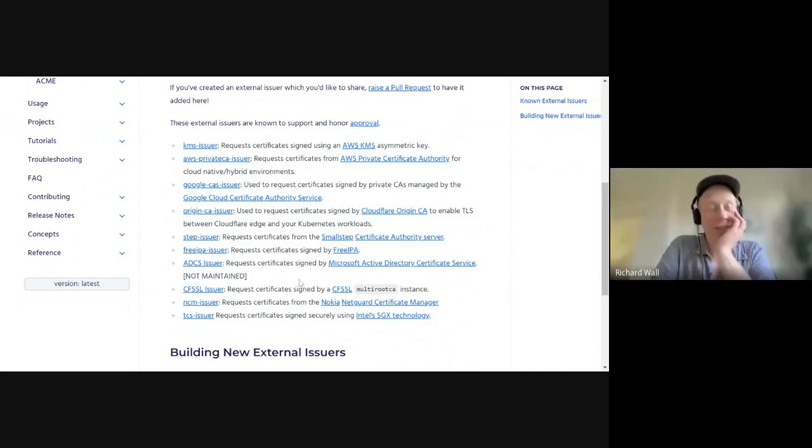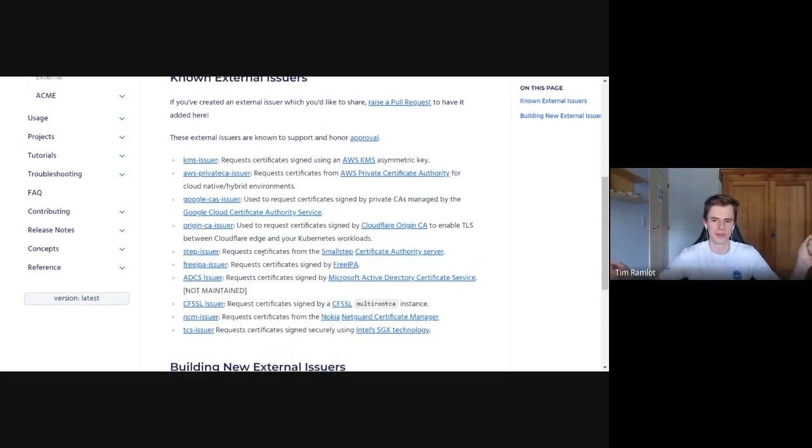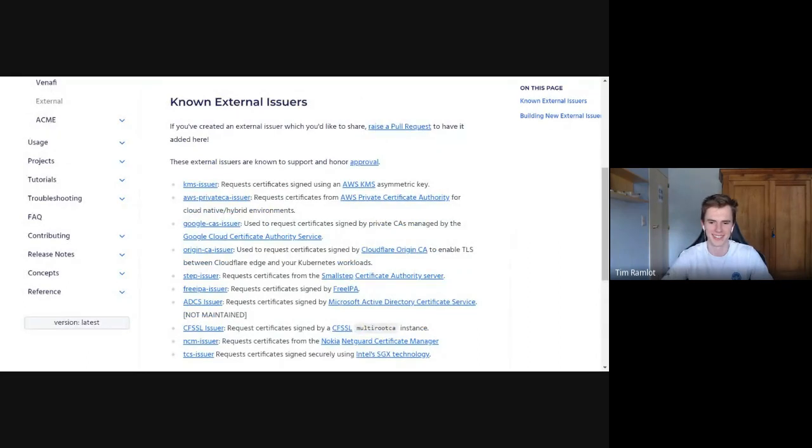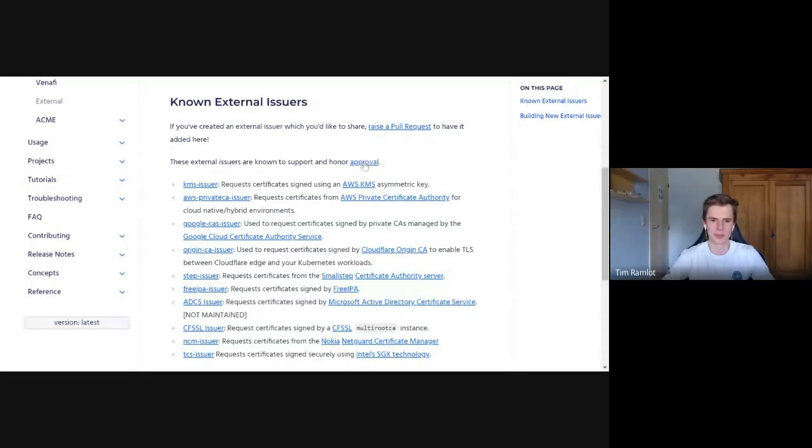Good point. It's not like there's two KMS issuers to pick. There's only one Google CAS issuer. Yeah, I don't know. It could be an incentive for the developers of these issuers to improve their issuer. Money is a good incentive. Maybe we should just pay them to create more issuers, better issuers.